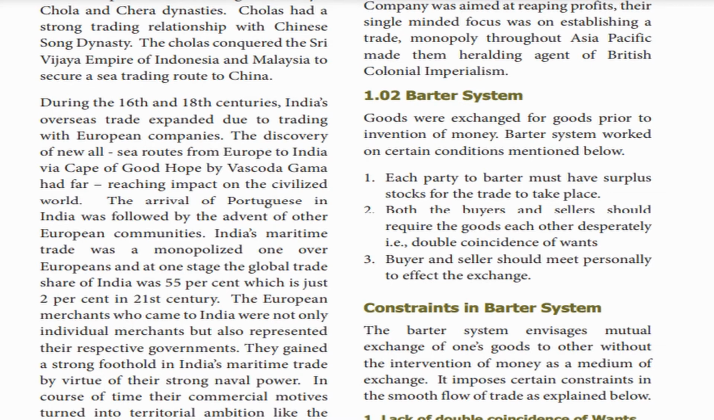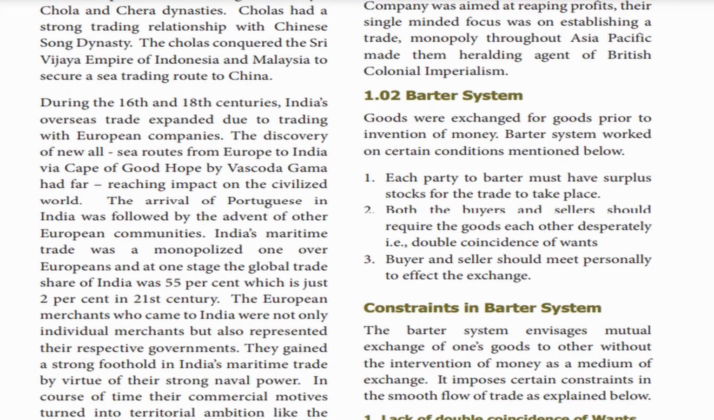The next point is both buyers and sellers should require each other's goods desperately. That is double coincidence of wants. Say person A and person B: person A has surplus rice, person B has surplus wheat. Only if person A needs the surplus wheat of B, and person B needs the rice of A, will the barter exchange happen. So there should be a double coincidence of wants.